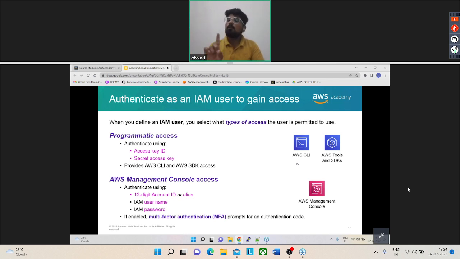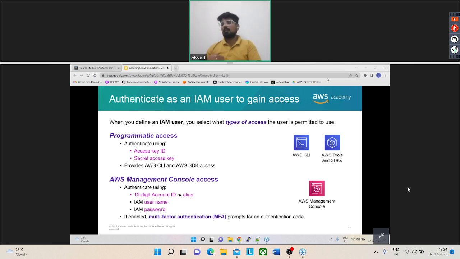The first one is programmatic access. If I provide programmatic access, then this IAM user will get an access key ID, which you can consider as a username, and one secret access key, which you can consider as a password. This programmatic access applies to AWS CLI and AWS SDK access.